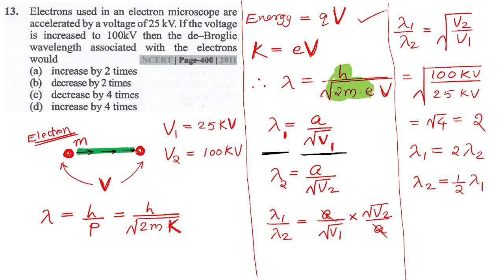The question asks: when the voltage is changed, the new wavelength will be how much times the first wavelength. If the voltage is increased to 100 kilovolt, then the de Broglie wavelength associated with the electron will decrease by 2 times. Is this problem clear to you?